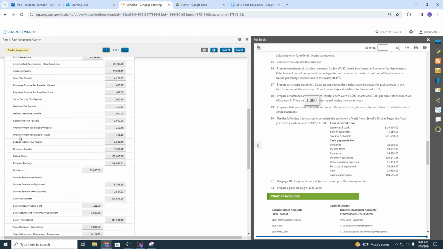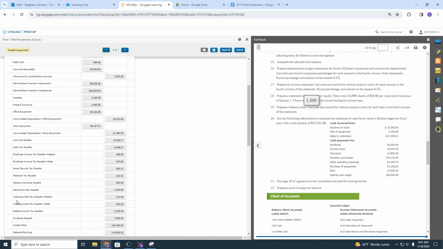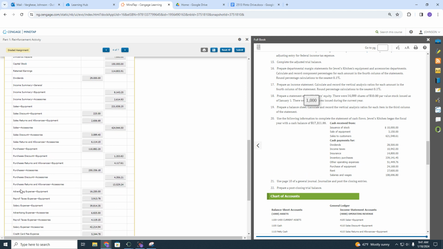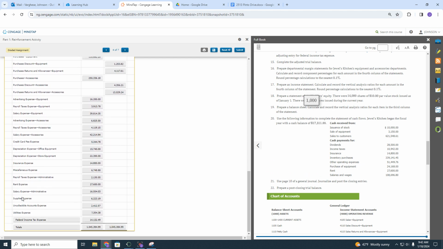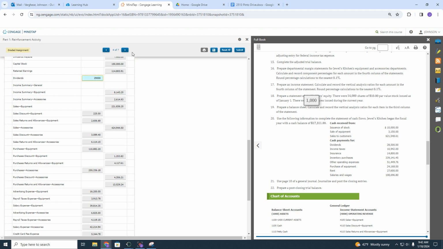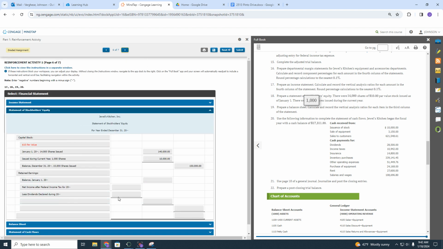Is it on here? Dividends payable is. Where's dividends? Anybody see dividends on here? Oh, there it is, 29,000. Okay, so then that's where I get my number from for dividends. So 29,000 during the year. So I'll take net income minus the dividends declared is going to equal my net increase or decrease. I think this is going to be a net increase because I think we had net income.